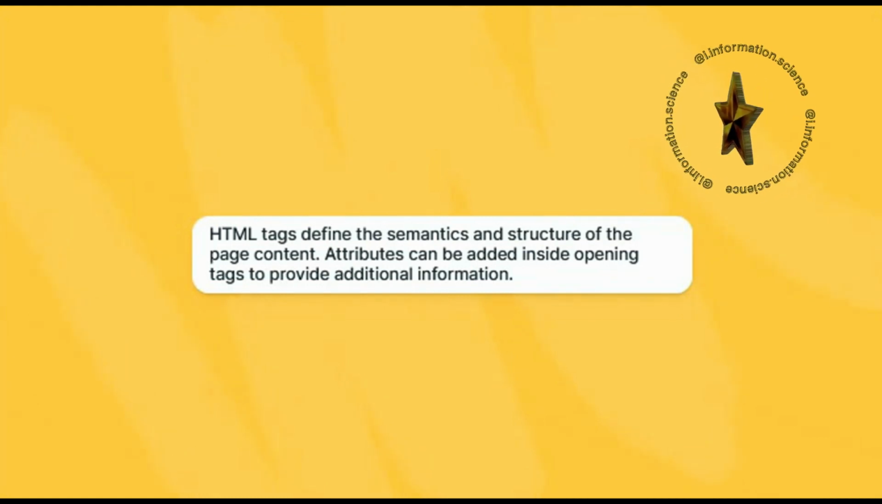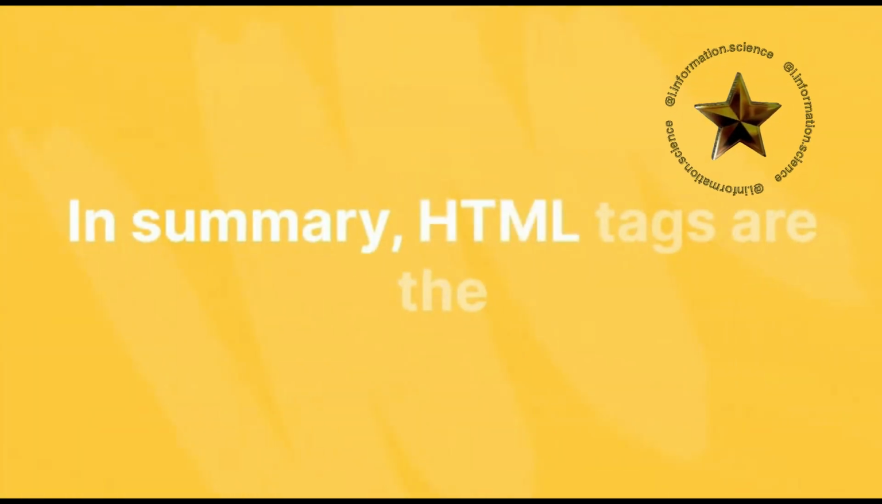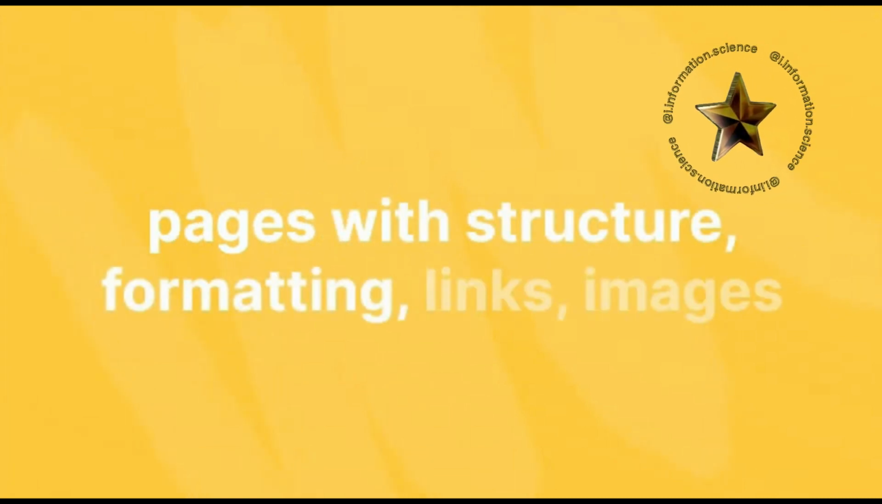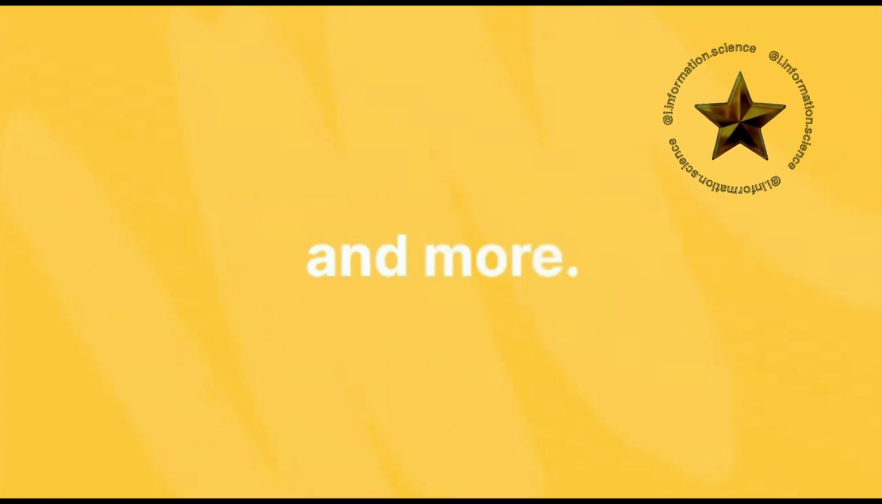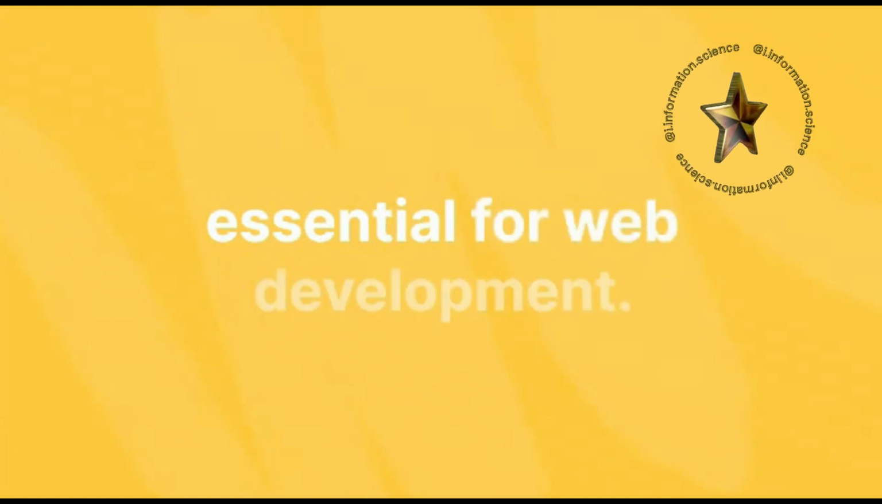Attributes can be added inside opening tags to provide additional information. Web browsers read HTML from top to bottom and left to right, interpreting the tags to render the page content. In summary, HTML tags are the building blocks used to create web pages with structure, formatting, links, images, and more. Understanding how to use them is essential for web development.